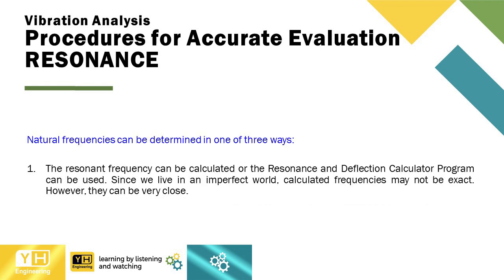Natural frequencies can be determined in one of three ways. Number 1, the resonant frequency can be calculated or the resonance and deflection calculator program can be used. Since we live in an imperfect world, calculated frequencies may not be exact. However, they can be very close.